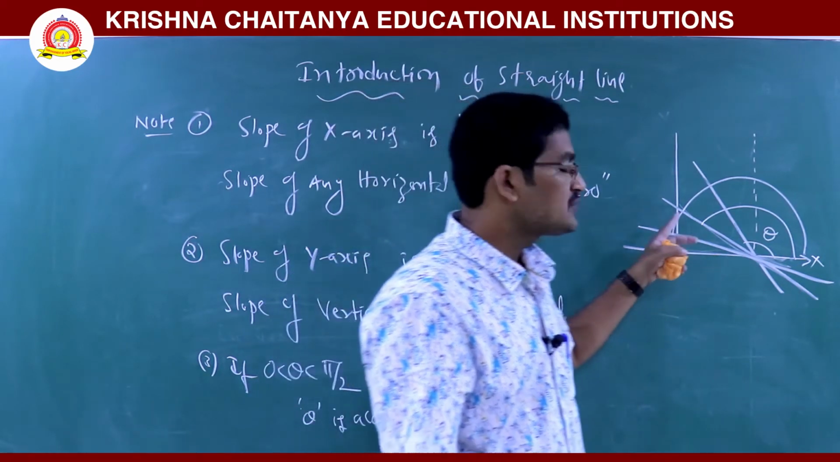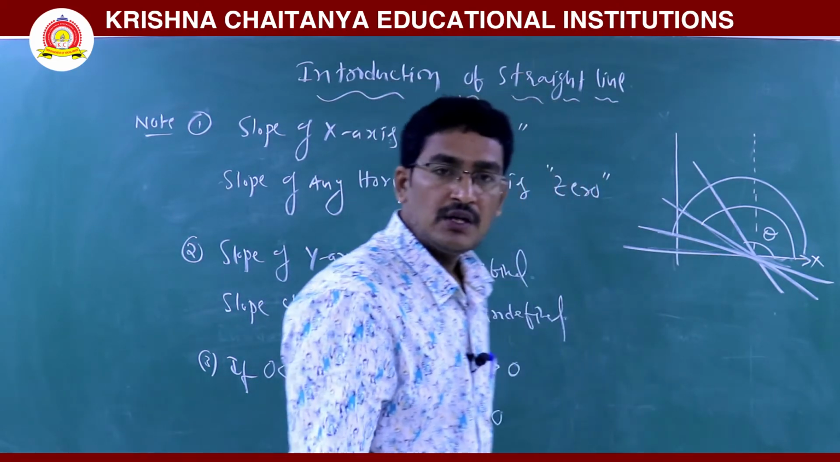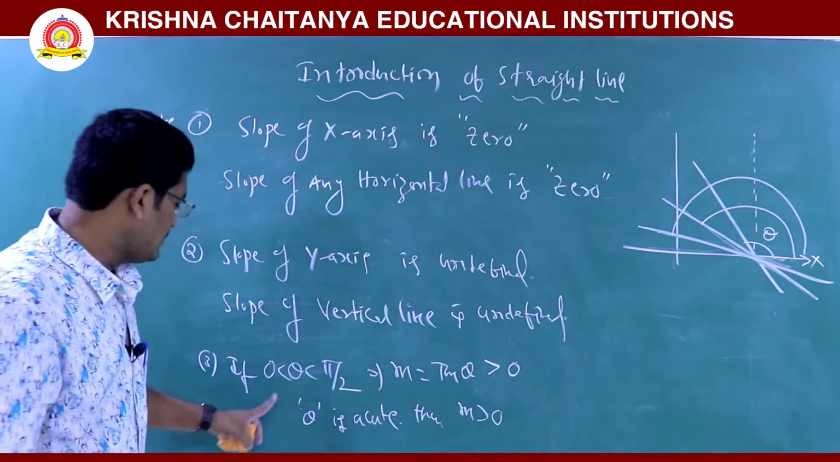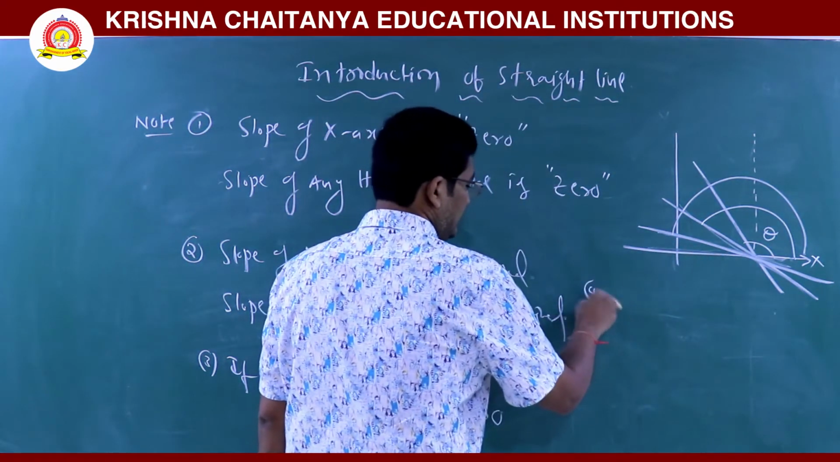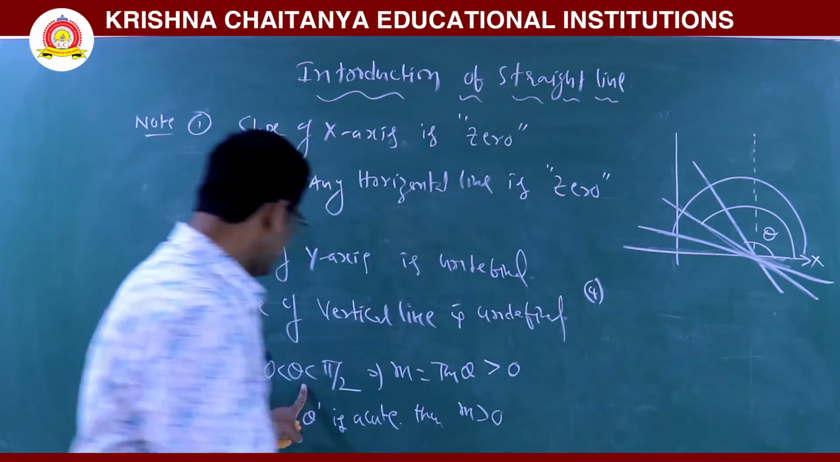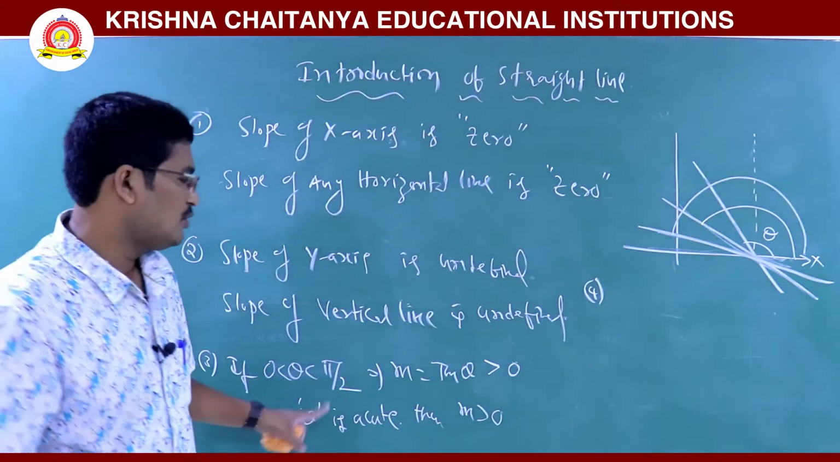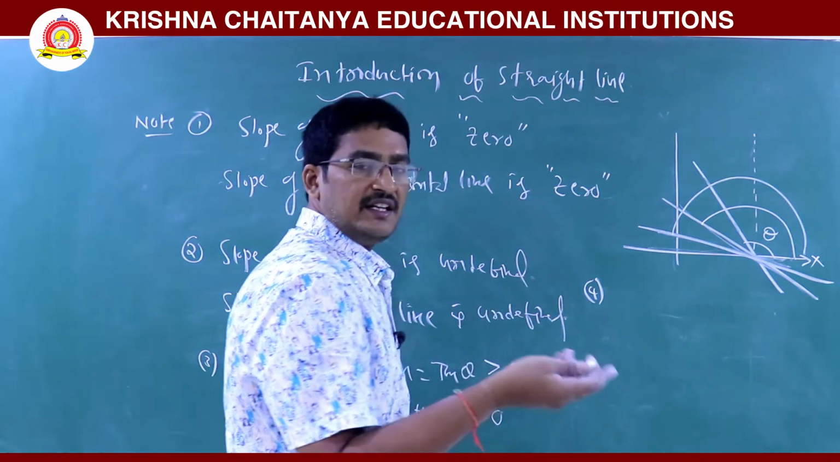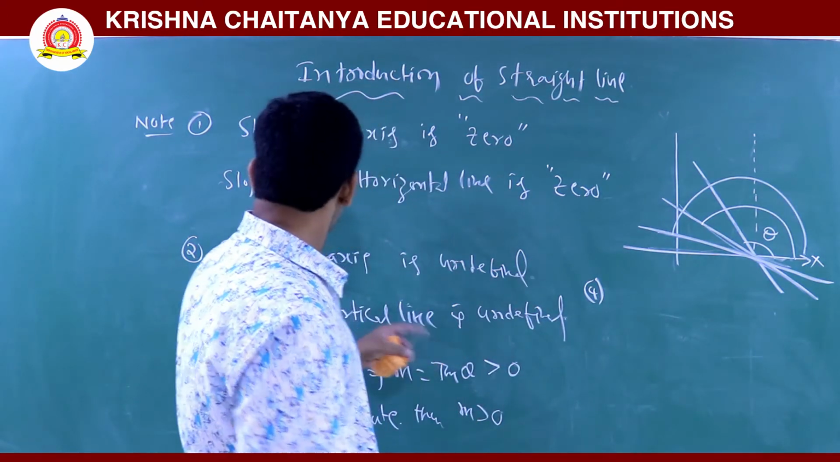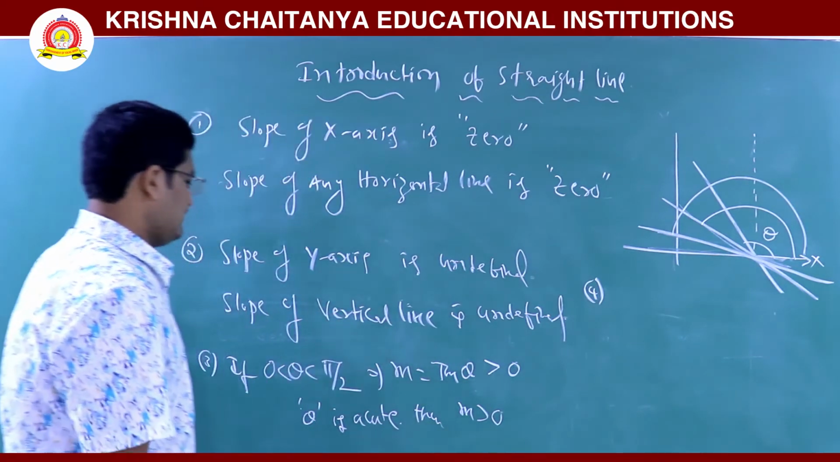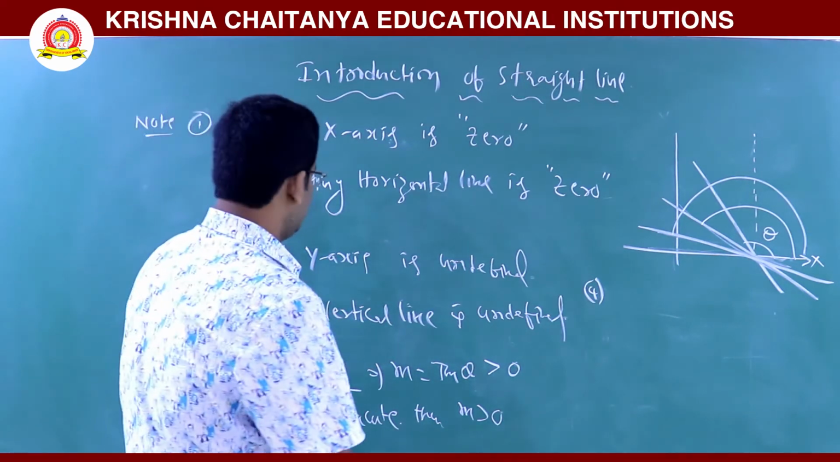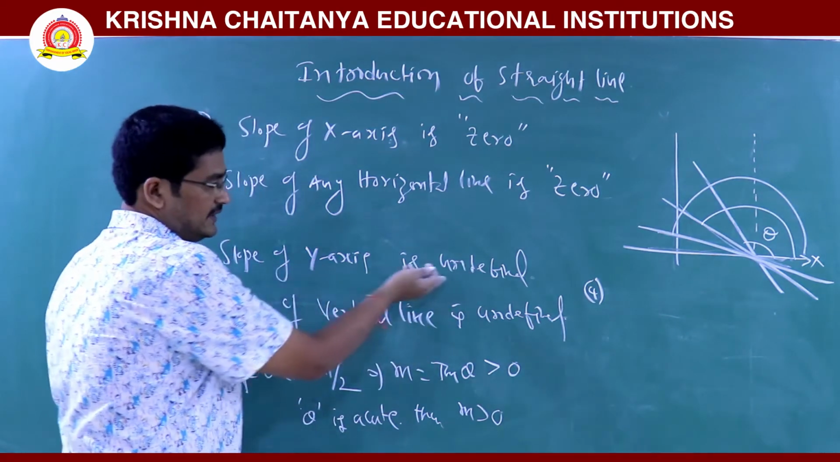Then what about the slope of that line? Now I am writing up to 180. So the fourth point: if theta is greater than 90. Up to 90 I already wrote. If theta is equal to 90, what is it? The slope of the y-axis is undefined.